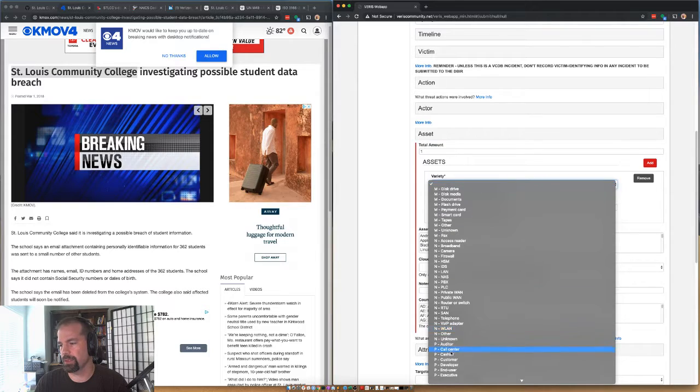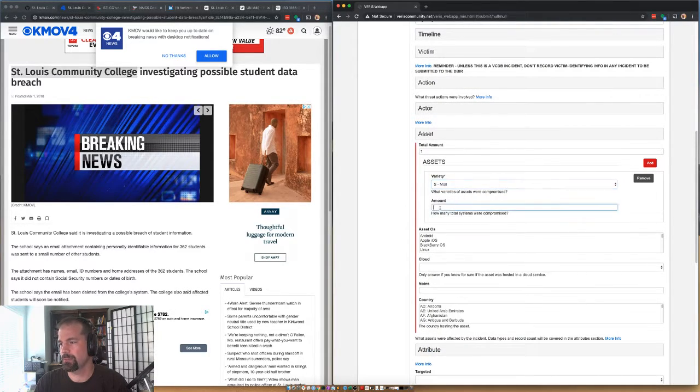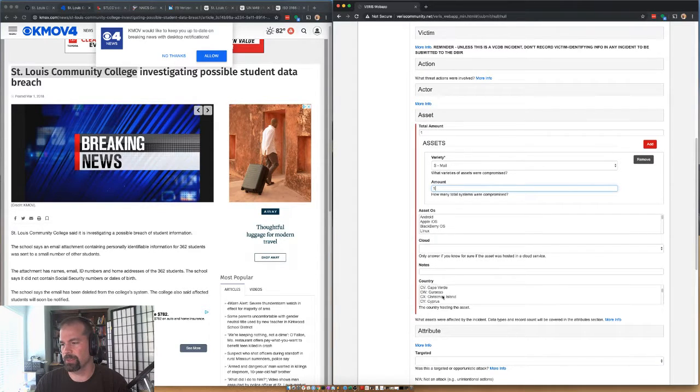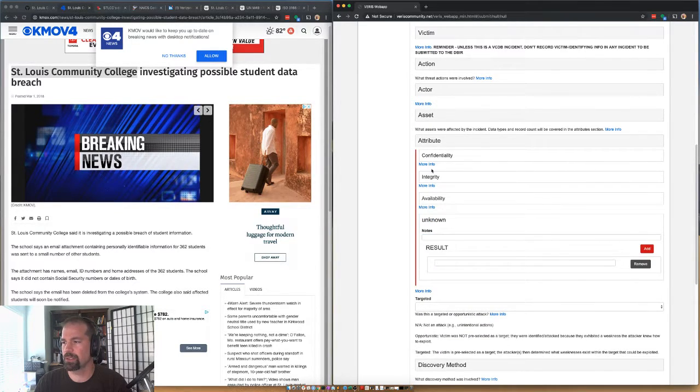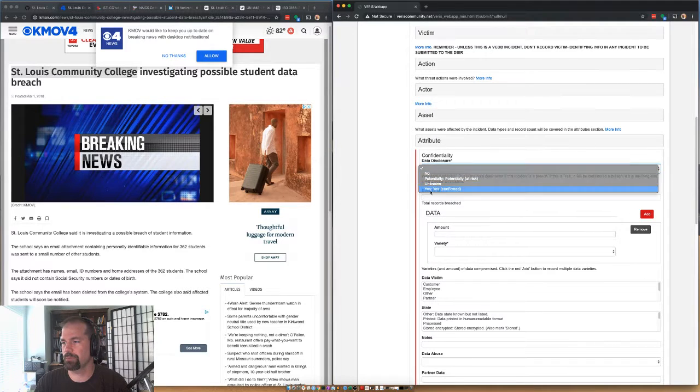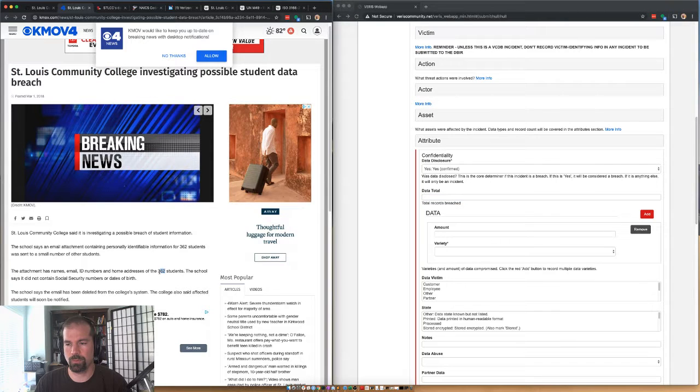Asset. The varieties was an email server. Again, it's amazing how often that happens. We don't know the operating system. It's not really relevant anyway. And then the attribute was confidentiality. This was a breach. The data total. This one was 362.